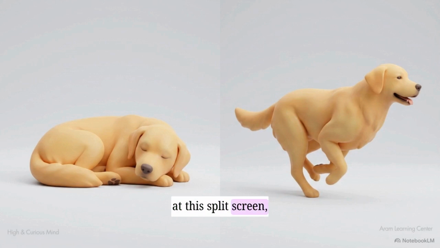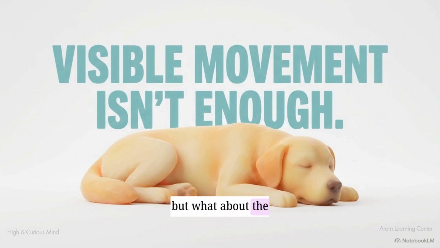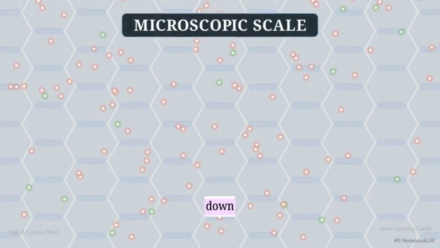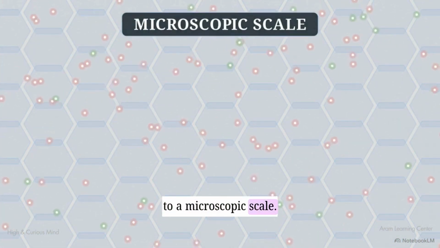Looking at this split screen, it is easy to tell the running dog is alive. But what about the sleeping one? We assume it is, but if it is perfectly still, how do we know? Relying entirely on visible movement to define life is a trap. To accurately determine what is alive, we have to look closer, down to a microscopic scale.